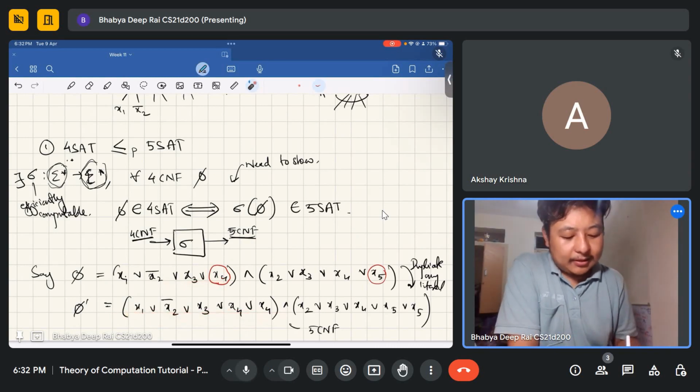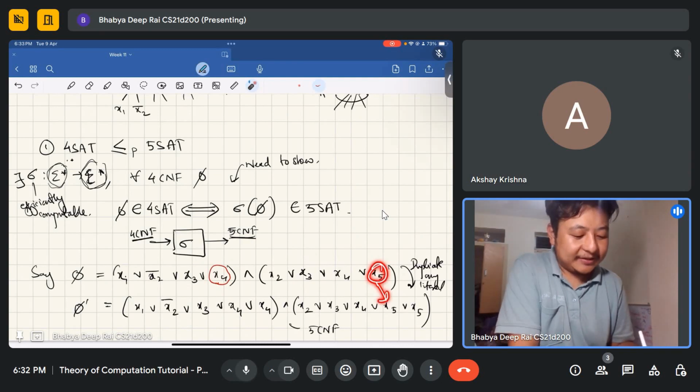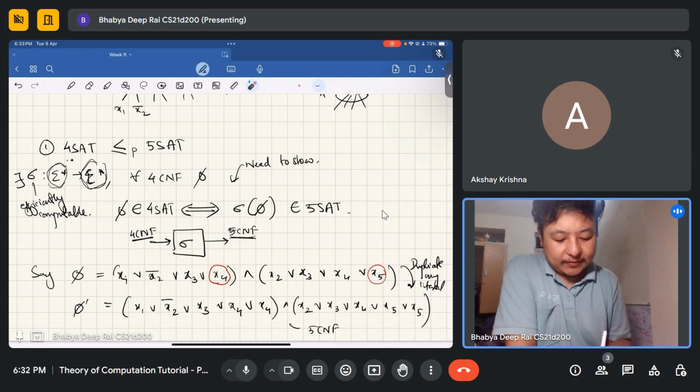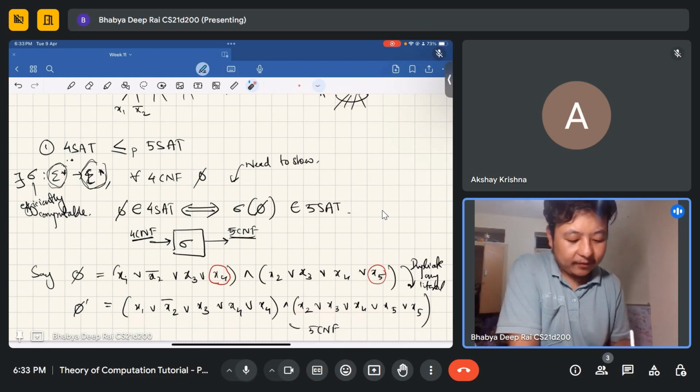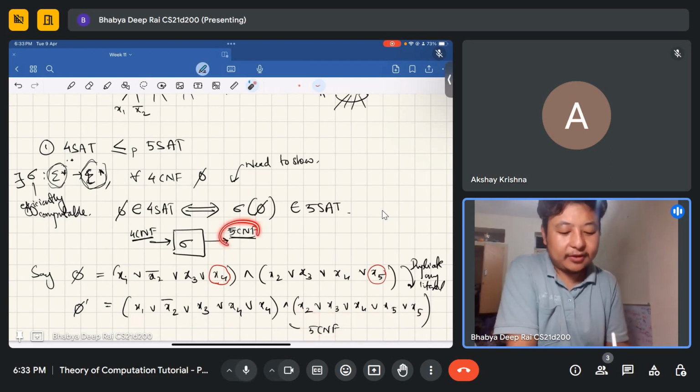Good. For the next clause, I do the same thing. I pick any of them. In this case, I'm picking x5. I duplicate x5. So how many were there? 4 each. I've converted into 5 each. So I've got a 5 CNF. We are already close. From a 4 CNF, I have got a 5 CNF.